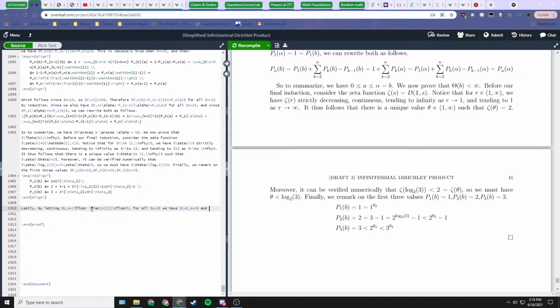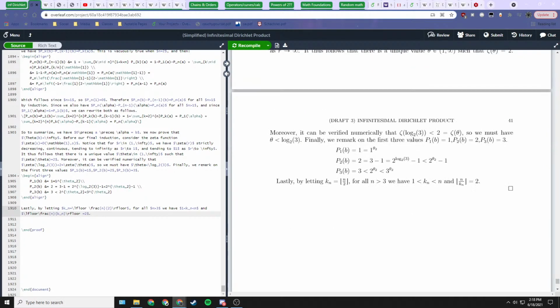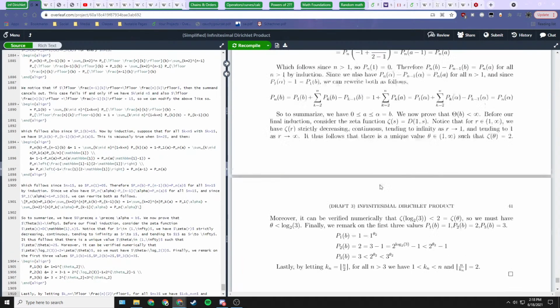and also the floor of n over k sub n is 2. Okay, so lastly, by letting k sub n be this, for all n greater than 3, we have this, and also this. This is everything we need. This is all the preliminaries for our crazy induction.